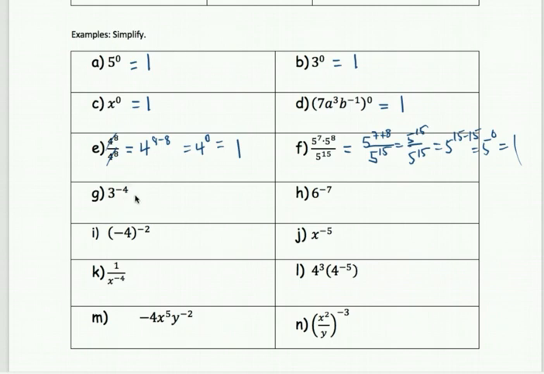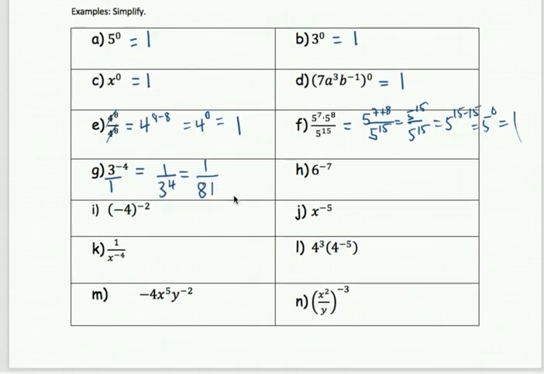Now we're getting to some negatives here. Negative exponent right away, you're just like, nope, we've got to fix that. So we're going to flip it, and then it becomes positive 4. And then 3 to the 4 is 1 over 81, and just leave your answer as a fraction.